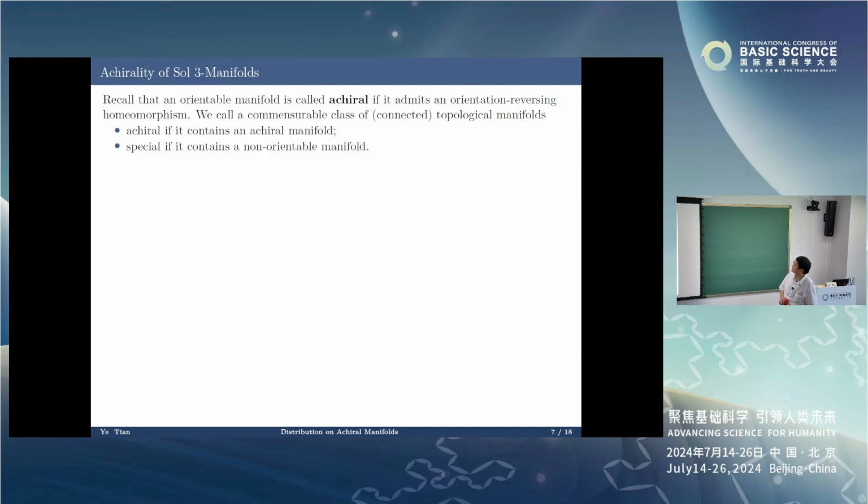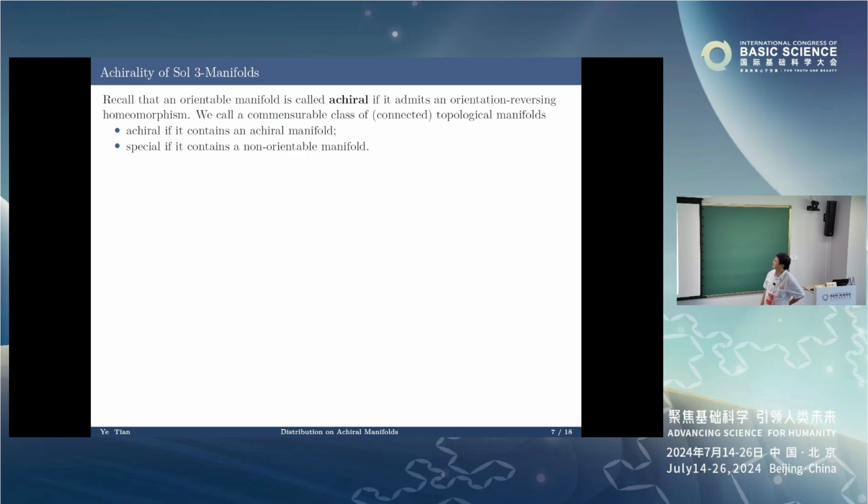And the third example is for Sol 3-manifolds. So recall that an orientable manifold is called achiral if it admits an orientation-reversing homeomorphism. Commensurable means two manifolds are commensurable if they have a common finite cover. A commensurable class is called achiral if it contains an achiral member.